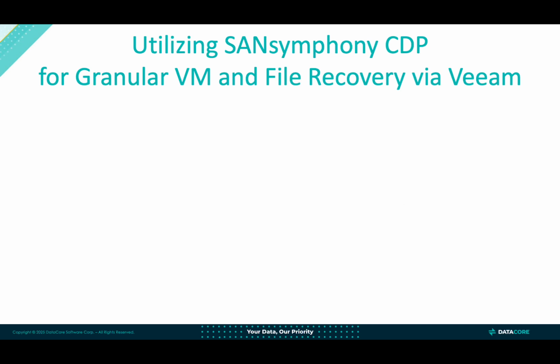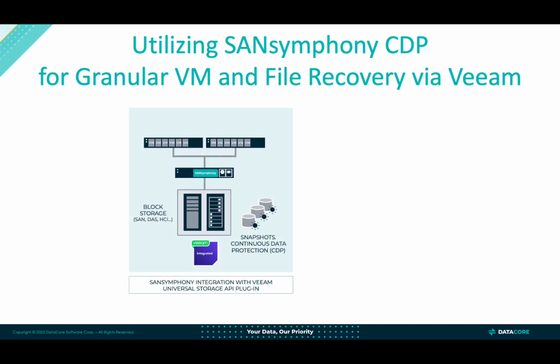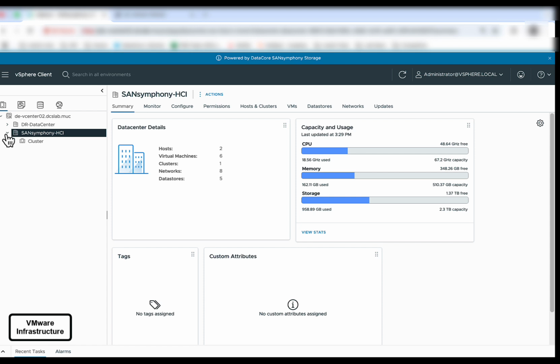Today, we'll explore how to utilize SANsymphony CDP for granular VM and file recovery via Veeam. In the lab, we have applications running on VMware backed by SANsymphony storage, which is integrated with Veeam. Here, we'll demonstrate the combined capability of SANsymphony and Veeam by deleting a file from the server and restoring it using SANsymphony CDP rollback points from the Veeam console. Let's dive into the demo.